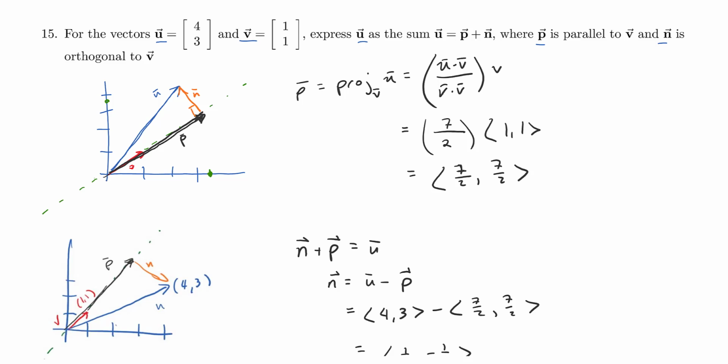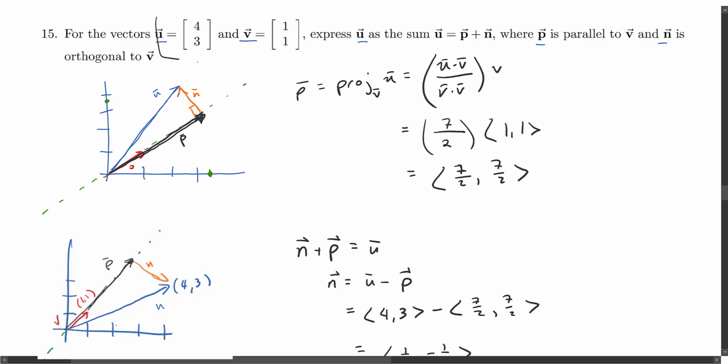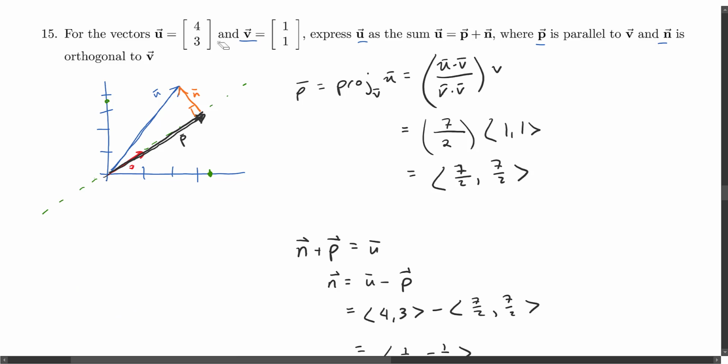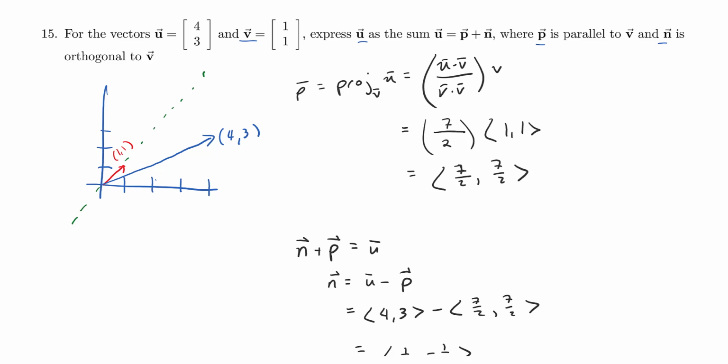Hey folks, all my math is correct here, but I've just realized that I plotted this initial vector u incorrectly. So let me modify the drawing real quick. So folks, when I drew that, I graphed the vector 3, 4 instead of 4, 3. So here I've redone my drawing. So that's our vector u, and that's our vector v.